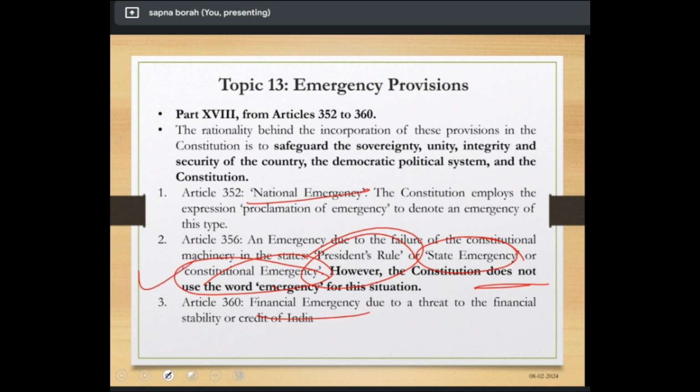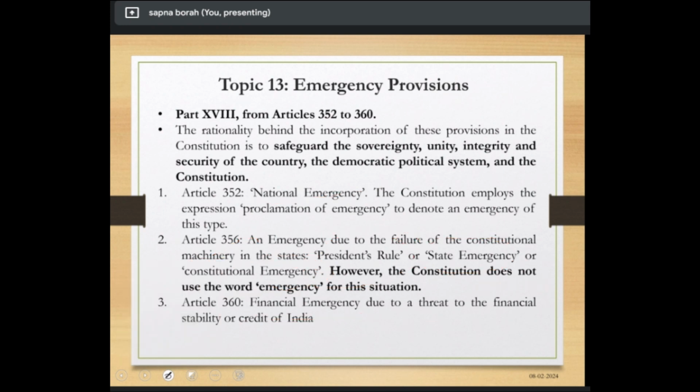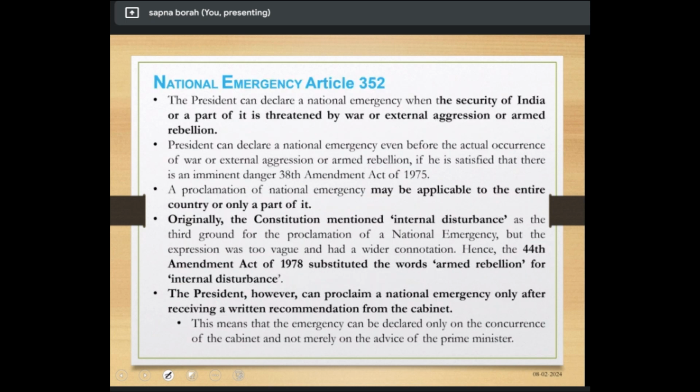Please remember this. This is always a conceptual glitch for you. A statement like DDBO, all these kinds of emergencies are mentioned in the constitution, but the answer is no. The state emergency or constitutional emergency is not used as such in Article 356. However, national emergency under 352 or financial emergency under 360 is used.